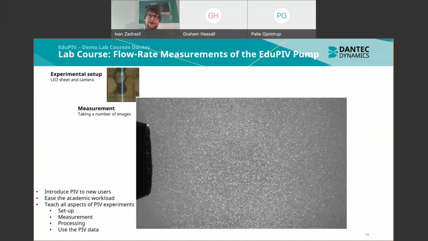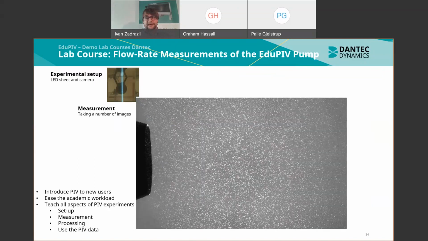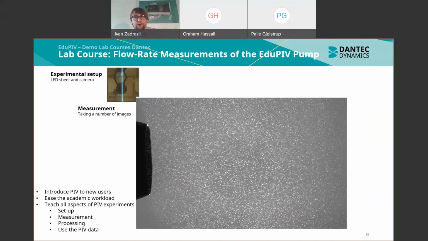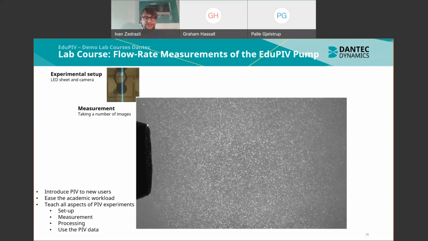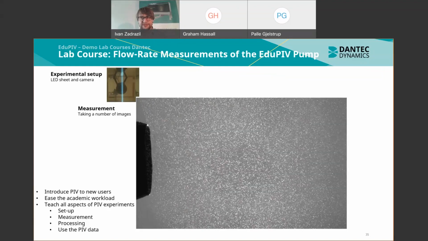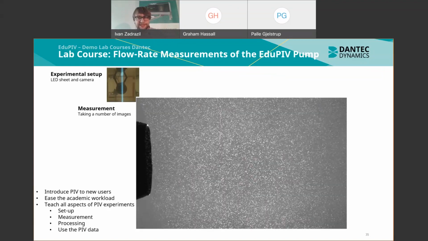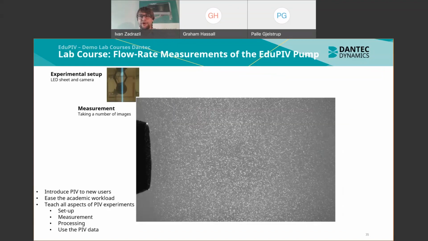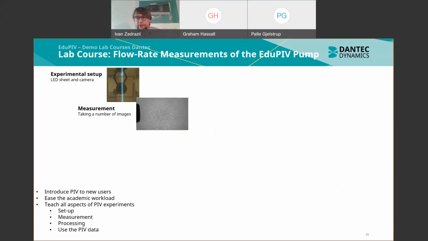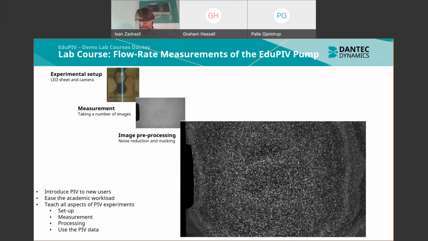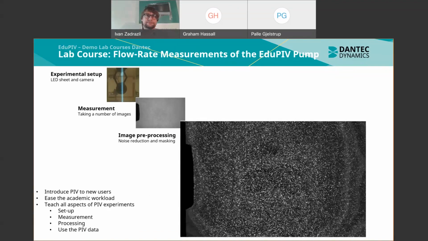The second step during the lab course is the actual measurement. So it's maybe adding more seeding particles, adjusting the acquisition frequency of the measurements. Edu PIV can run up to 165 frames per second, and then taking a number of images. And the question is, how many images should we take maybe? Then the measurements are over, and we turn to Dynamic Studio.